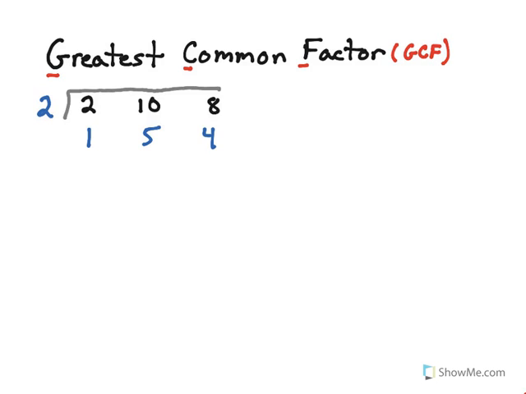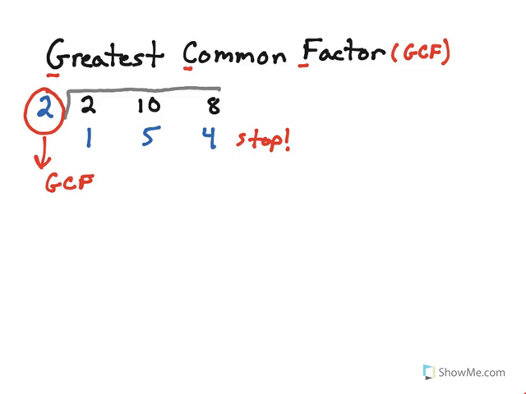There are no more numbers that divide into these three numbers, so I would stop. And 2 is going to be my greatest common factor. That means 2 is the absolute biggest number that will go into 2, 10, and 8 evenly. Anything bigger than that, you will get a remainder or a decimal. So our GCF is going to be 2.